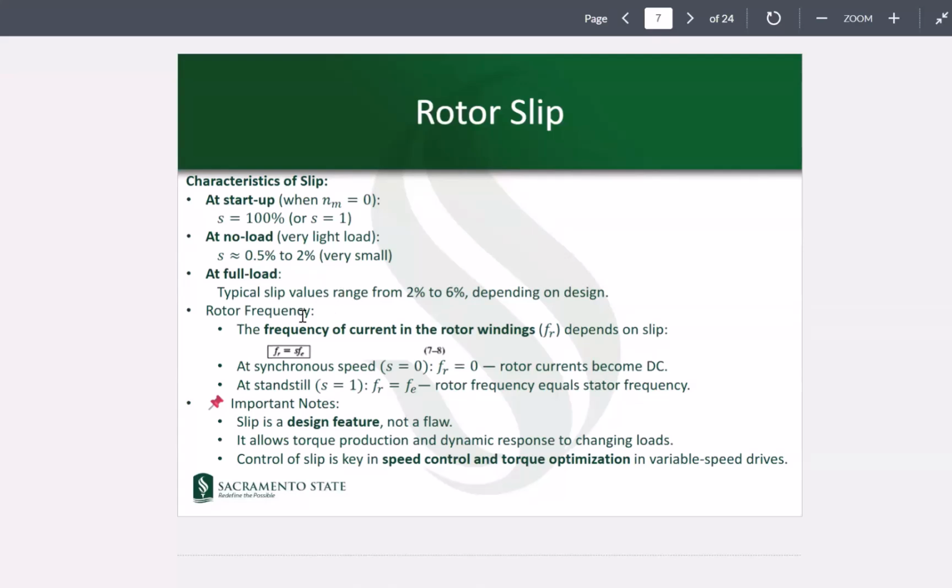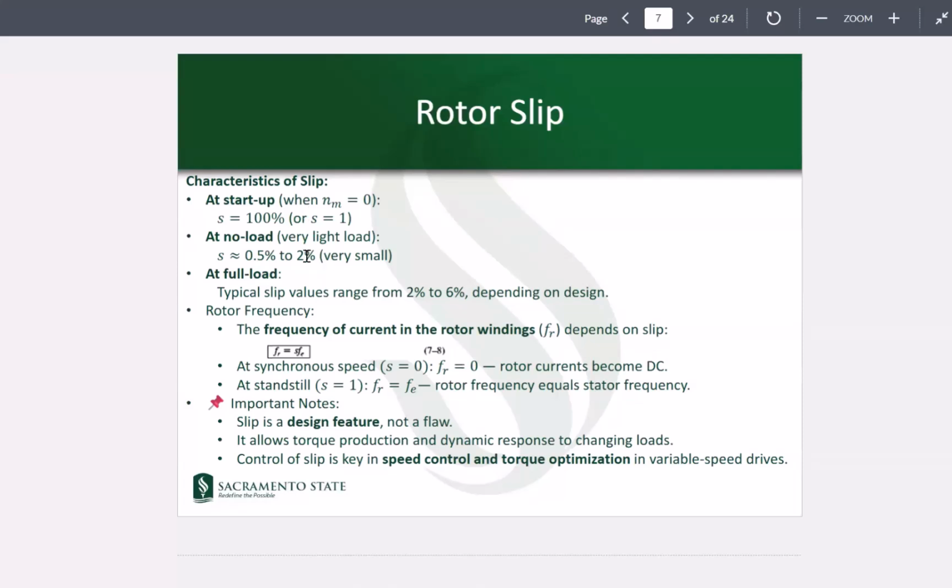Now, we mentioned that there would be a voltage induced on the rotor and a current flowing in the rotor. That current has an alternating nature itself, but its frequency is different from the frequency of the voltage and current on the stator. The stator's frequency is equal to the line frequency, 60 hertz. But the frequency of the voltage and current in the rotor will not be equal to that. It would be equal to S, the slip, times the frequency of the line.